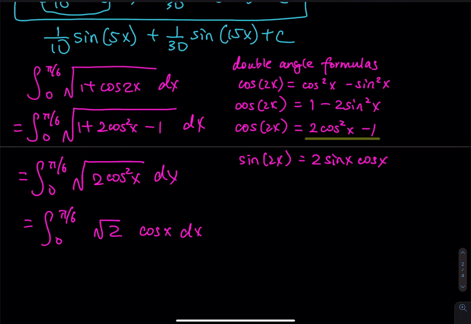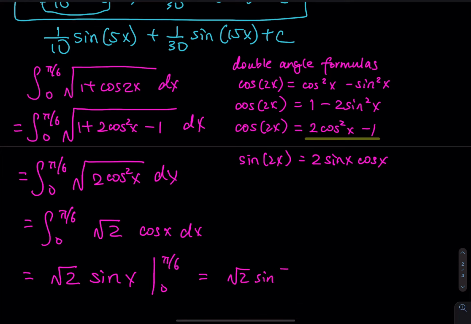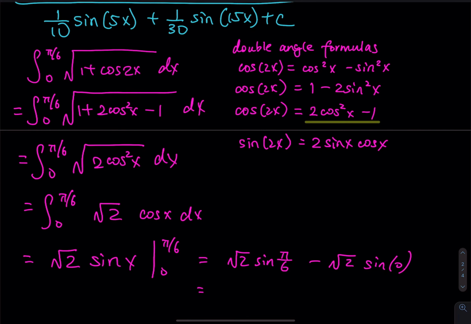What is the integral of cosine? The integral of cosine is sine, right? Sine of x, and then the root 2 is in front of that, such that x goes from 0 to pi over 6. And then you have root 2 times sine of pi over 6 minus root 2 times sine of 0. Sine of 0 is equal to 0.